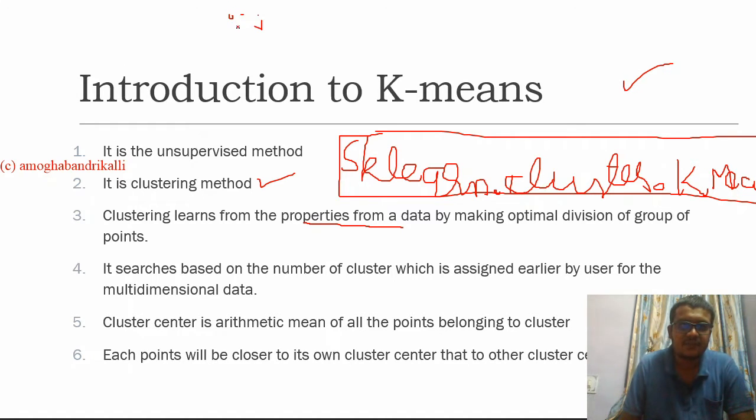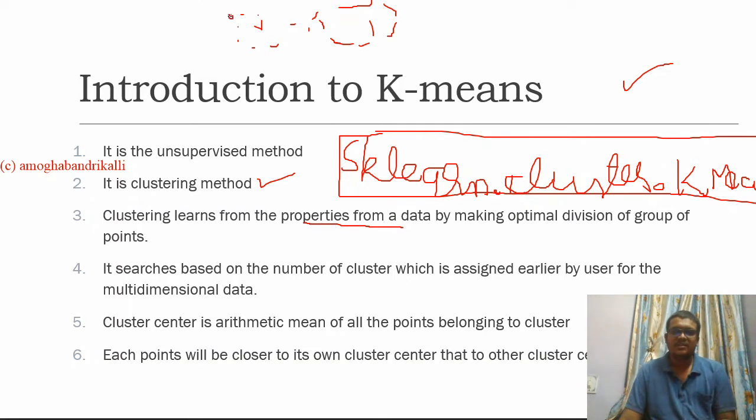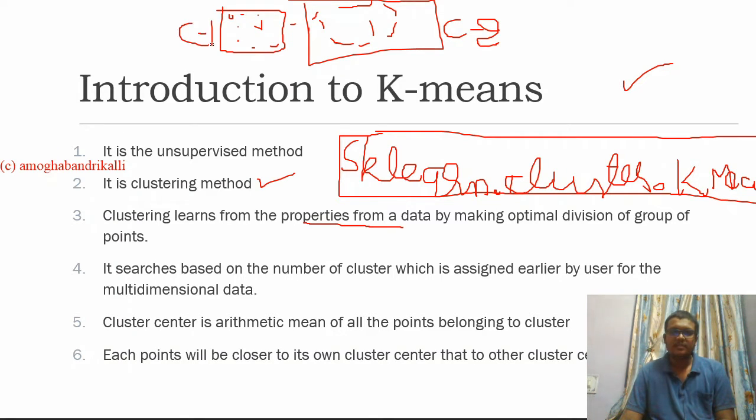Consider some points. Based on the properties, this radius is smaller, so it is made into one cluster. This area is larger, so it is made into cluster 2. Like this, based on the properties of the data, an optimal division is made for a group of points. It searches based on the number of clusters.